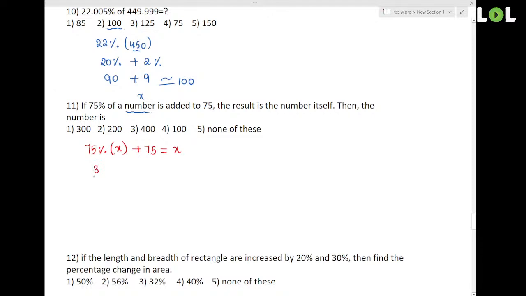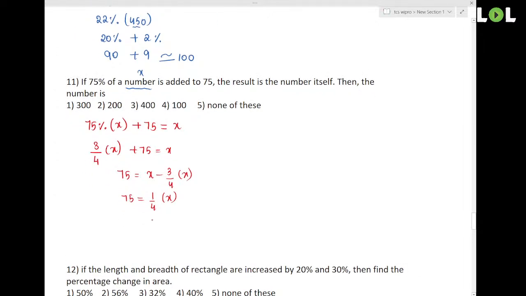75% means 75 by 100, which is nothing but 3 by 4 of x, plus 75 is equal to x. What do I get? 75 is equal to x minus 3/4 of x. Here I'll get 1/4 of x is equal to 75. What do I get here? X value as 75 into 4, which is 300. So that should be my answer. That is one method, guys. Rather than that, you can do it in this way. 75% of x, perfect, guys, 300 is the right answer.